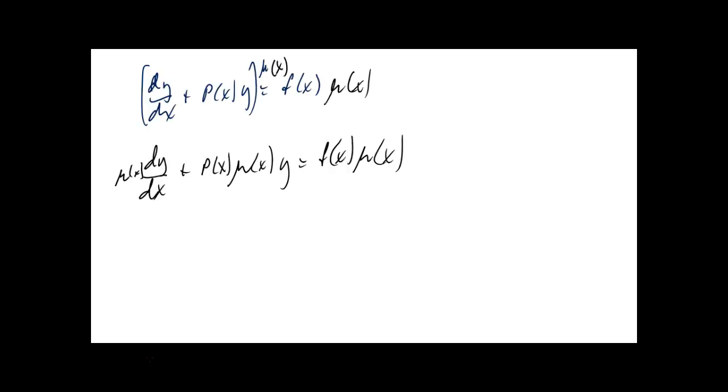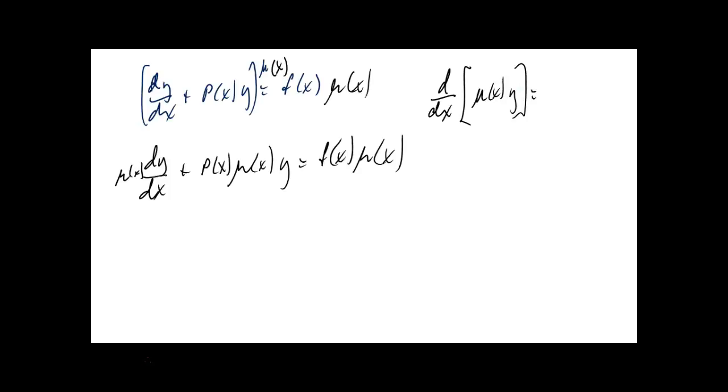A little bit of an aside here. Here is something to observe. d/dx of this thing, mu of x times y. We know how to do that. It's a product rule, right? That's equal to what?